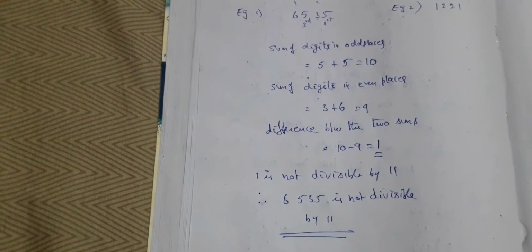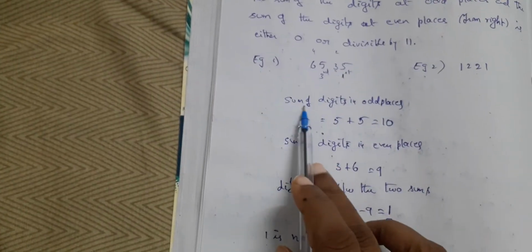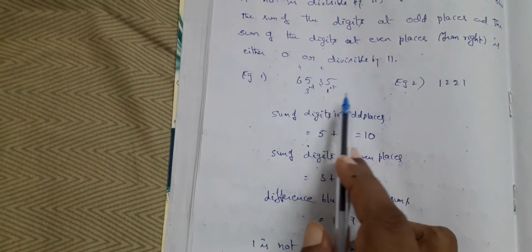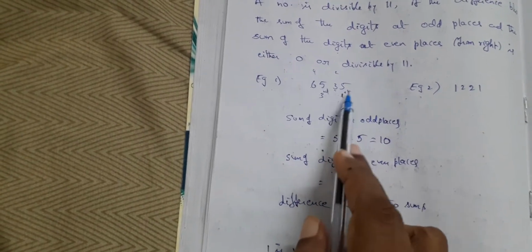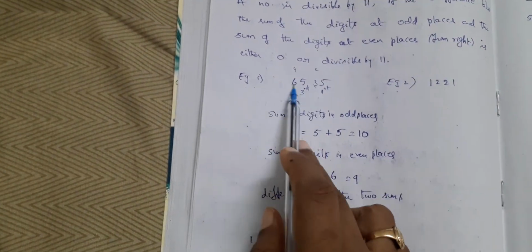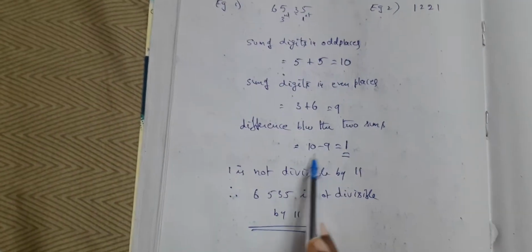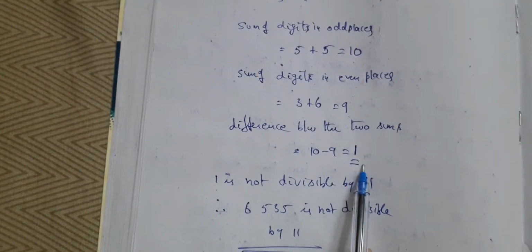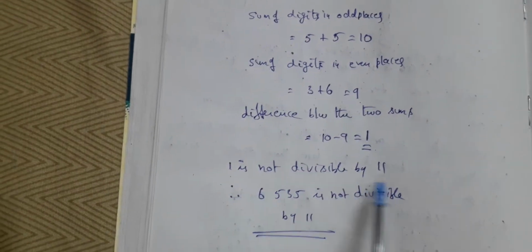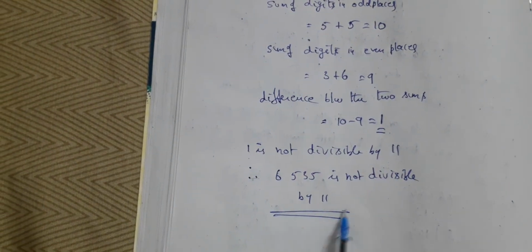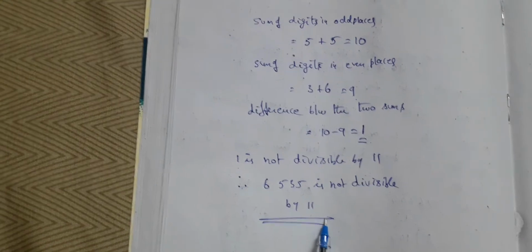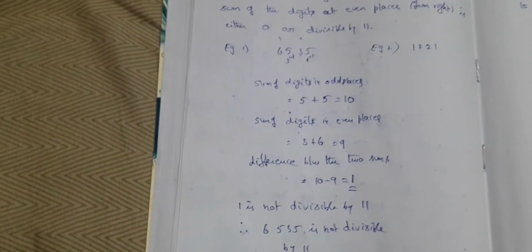So this is how we have done. So here what did we do? We took odd places from which direction? Right direction. That means in this direction, first place, third place, odd, 5 plus 5, 10. Then second place and then fourth place, 3 plus 6, 9. Then we found the difference between the two. Difference between the two is 1. 1 is not divisible by 11. Therefore, this number is not divisible by 11. Okay? Clear? So now let us see another example.